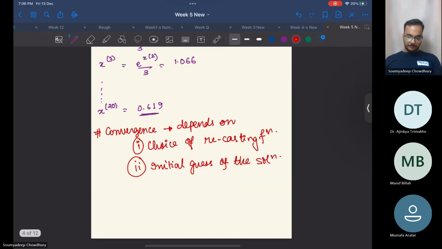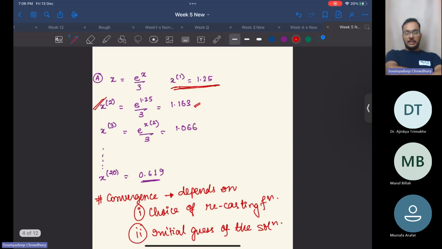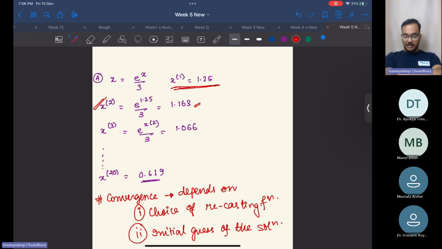Here I showed you through the MATLAB code that this depends on the choice of the recasting function. I have not done it for the other functions. If you do it for the other functions, you will see that the number of iterations required for convergence will vary depending on the recasting function. Also, depending on the initial guess of the solution, your convergence will vary. For some initial values, I had shown you that your solution will not converge at all, rather it will diverge from the actual solution. So we can conclude that convergence depends on the choice of the recasting function and the initial guess of the solution.